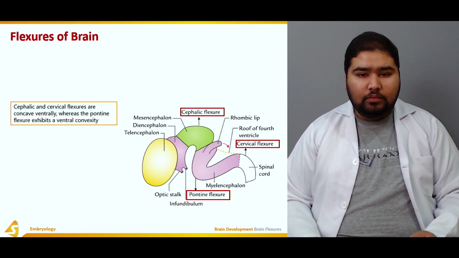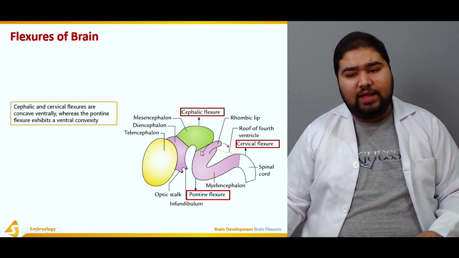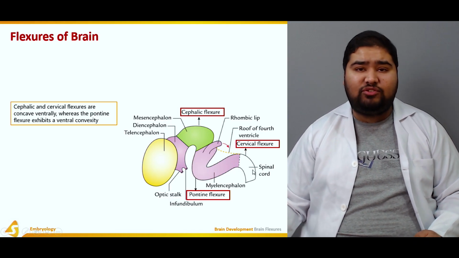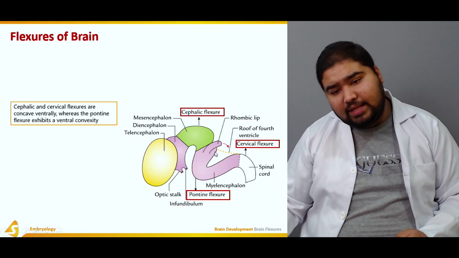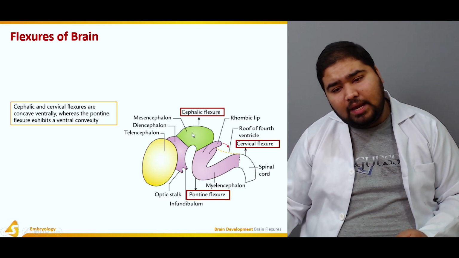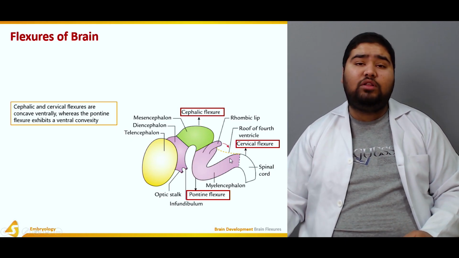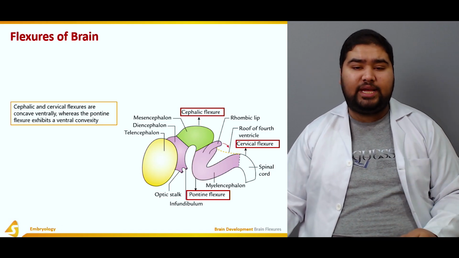So the cephalic and the cervical flexure, here you can see this is the cephalic flexure and this is the cervical flexure. They are concave ventrally. So they are concave on the ventral side. Here you can see the concavity of these flexures, and they're concave on the ventral side. That is, the concavity lies towards the ventral side of the body.